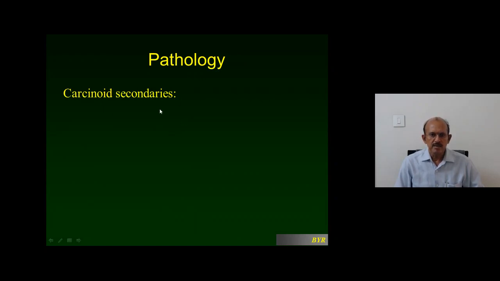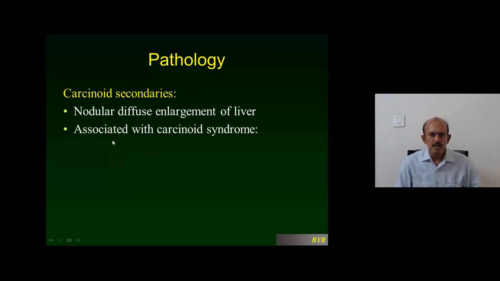Carcinoid secondaries, they need a special mention. They are nodular, and diffuse enlargement of the liver will be present. It is associated with carcinoid syndrome. This carcinoid syndrome is again one of the most important topics and is frequently asked in the theory examination. What is carcinoid syndrome? Do you have any idea?